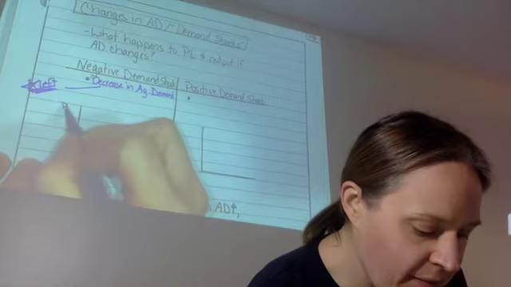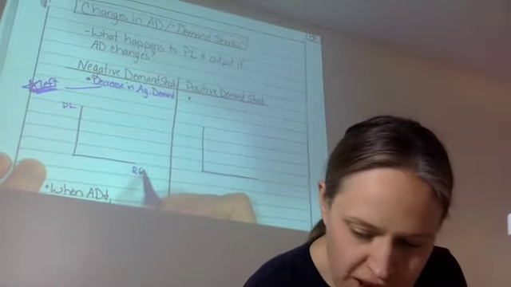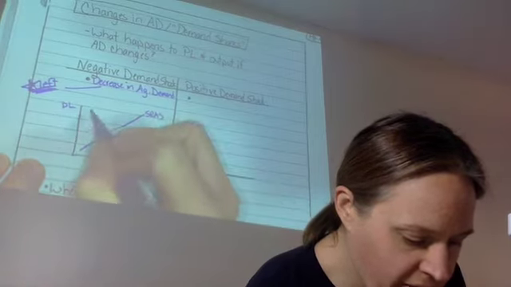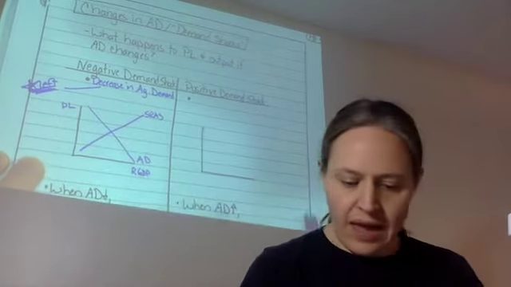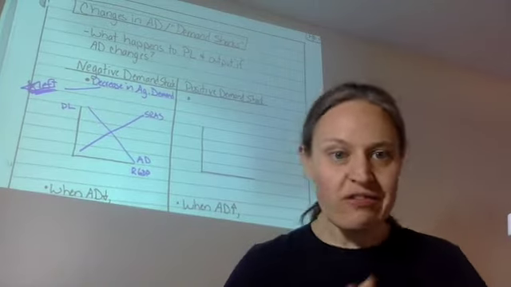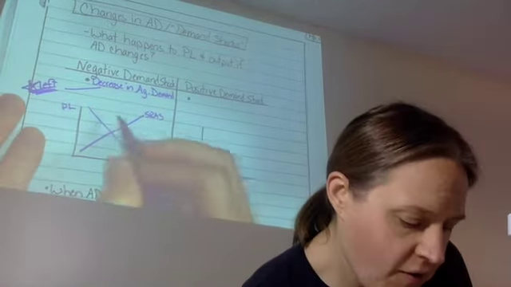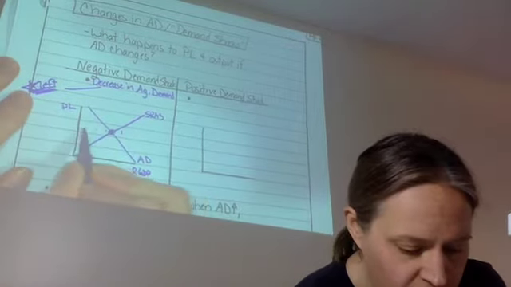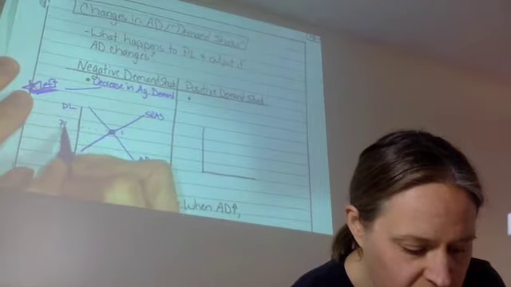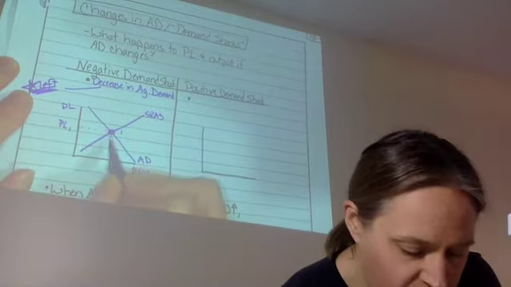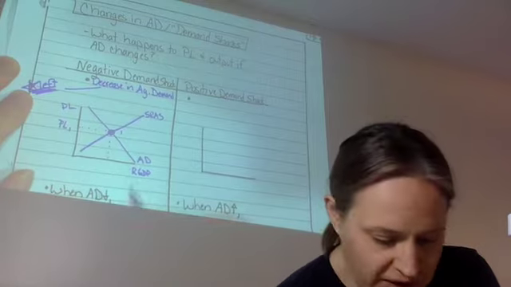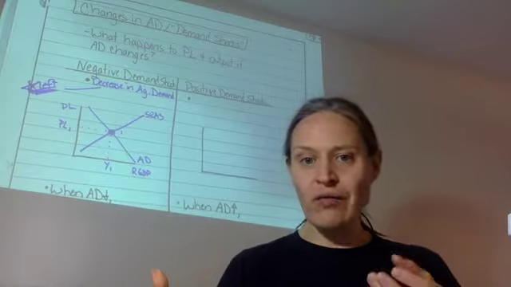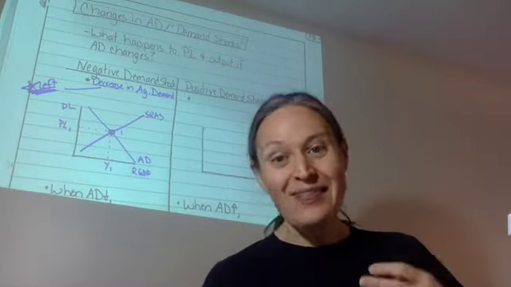So we start by labeling price level, real GDP, the short-run aggregate supply curve, and the aggregate demand curve. And so this is our starting point. And so our equilibrium point, we can label that 1. Then that goes with this price level here, which we'll label price level 1. And that goes with this level of real GDP, so we will label that Y1. That is the level of real GDP in that economy at that time.